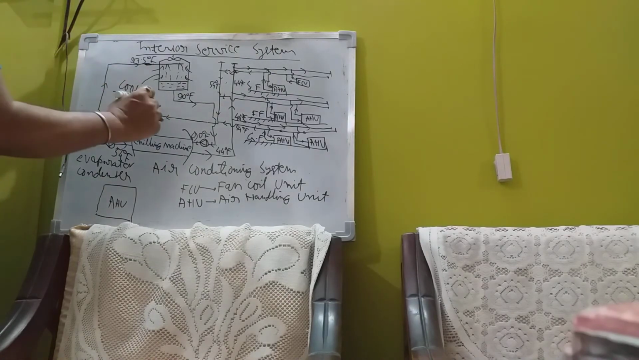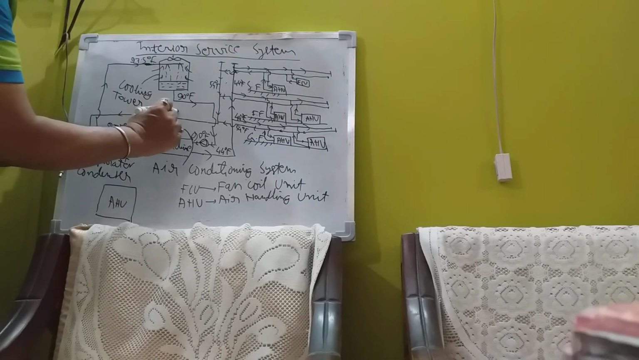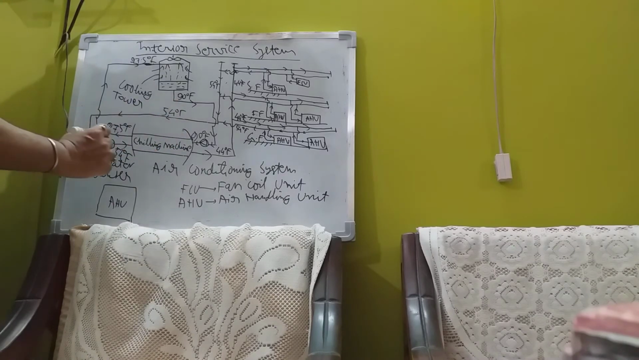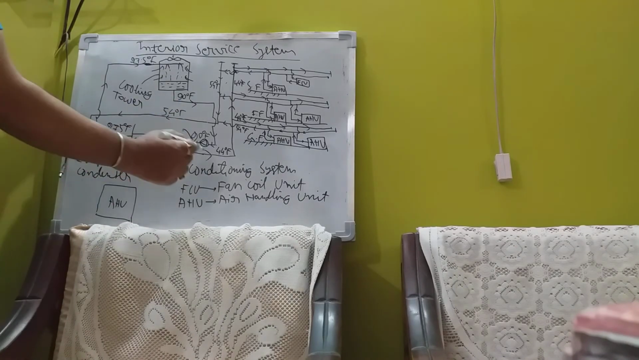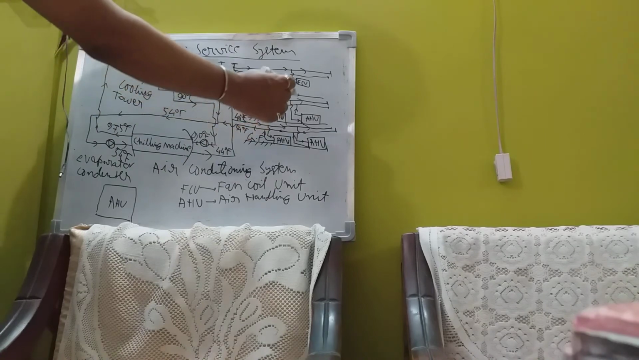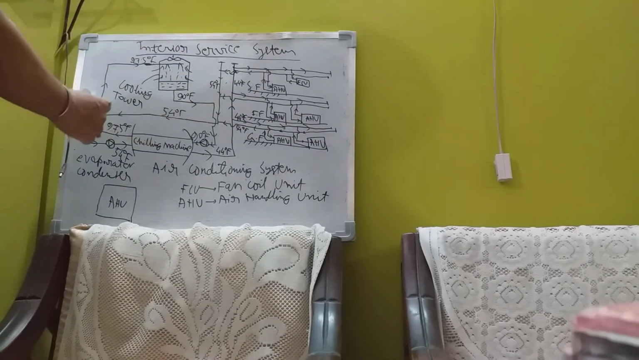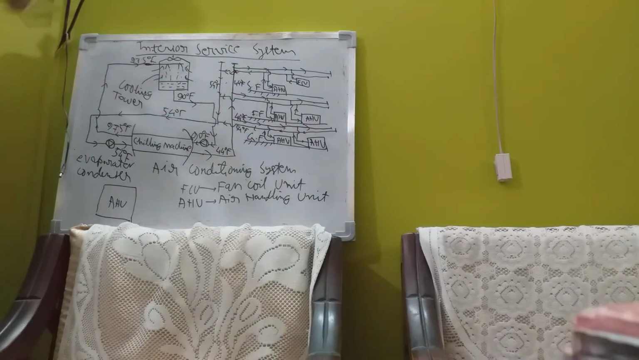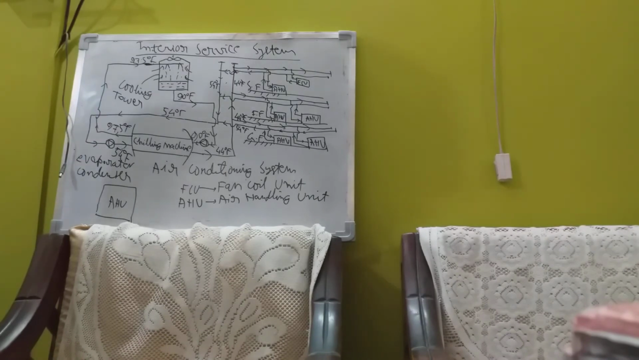This is 54 degree Fahrenheit. It goes here like that and comes back to the chilling machine at 54. Again it becomes cold 44, goes to the AHU, becomes 54, comes back at 54, and again becomes 44, and the whole cycle rotates like that. This is how the whole cycle system works.